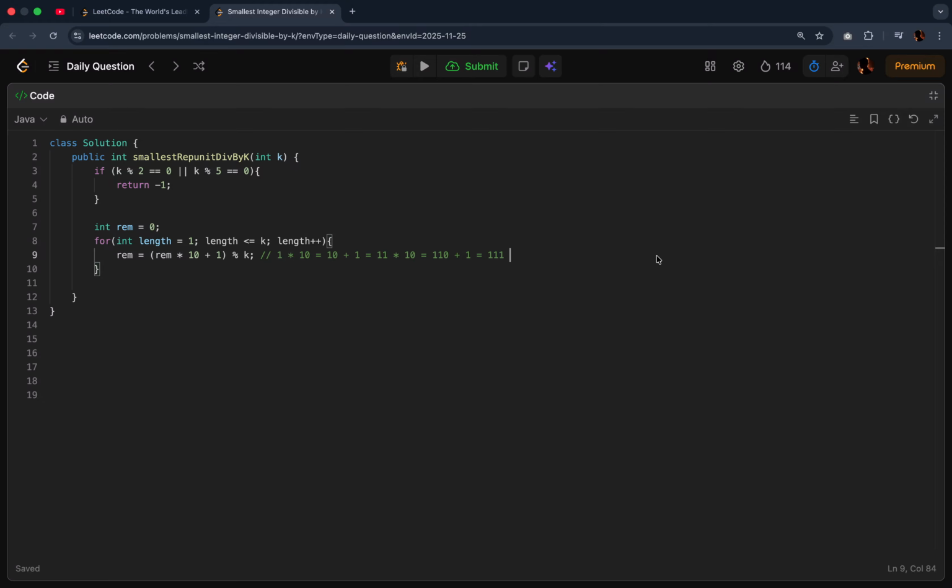Here we have already written this, and now we are going to write an if statement to return the length if the remainder is 0. So if remainder equals 0, return length, and semicolon here. And now if these conditions are not satisfied, then return -1 for sure.